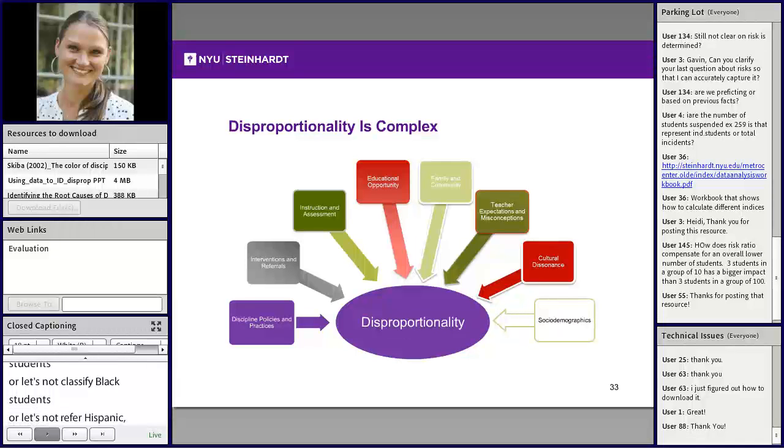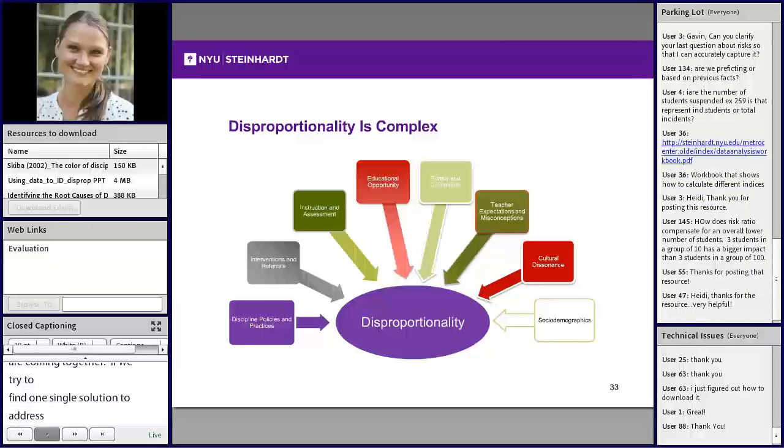When we focus just on the numbers, what we have seen over time is that there's a very high likelihood that your citation will come back in some shape or form, because we can't ignore that there are these multiple factors. It might be our discipline policies, or the instruction and assessment practices that we have going on in the school, along with changing sociodemographics. All these things are coming together. So if we try to find one single solution to address the issue, we're not going to end up having the successes that we need.